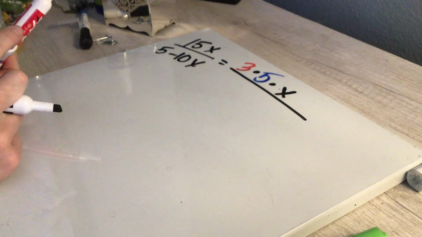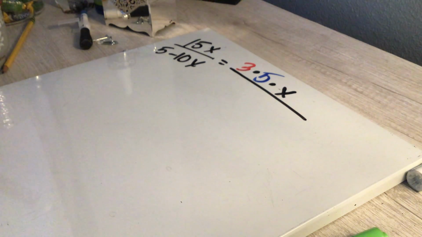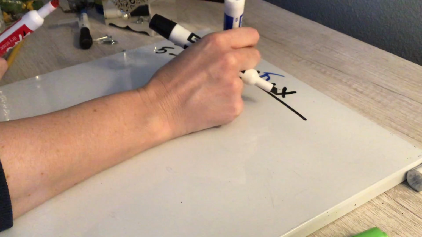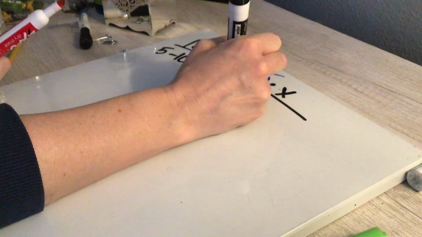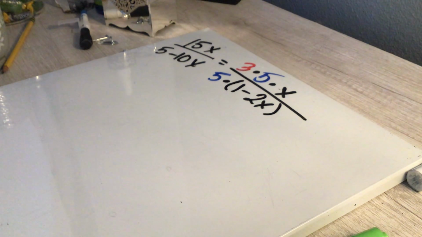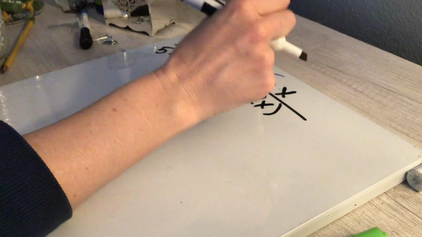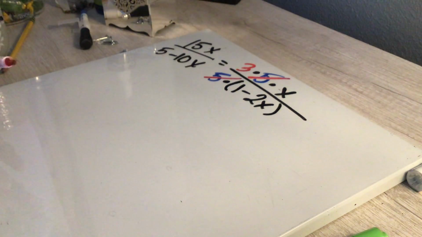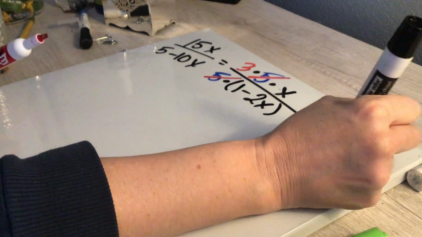It's a binomial, so it's 2 terms. Do the 2 terms have anything in common? And they do. So if I factor out a 5, right? It's like dividing those 2 terms by 5, so I get 1 minus 2x. Then I look and see, okay, there's a 5 in the numerator, a 5 in the denominator as a product, so they can cancel. And I can simplify to 3x over 1 minus 2x.